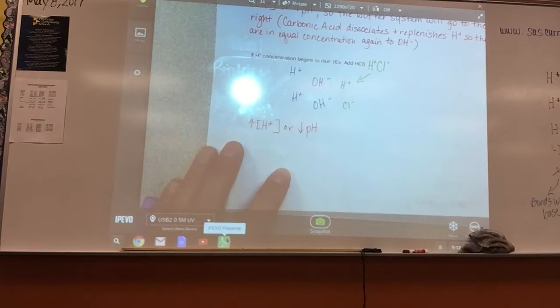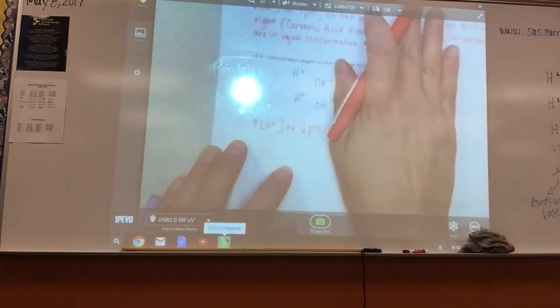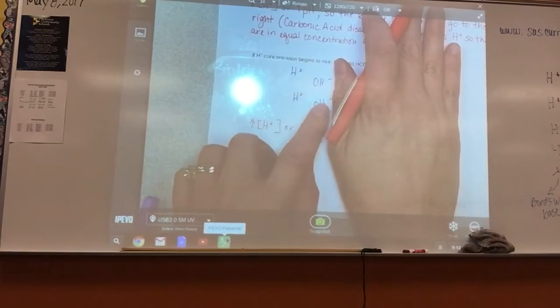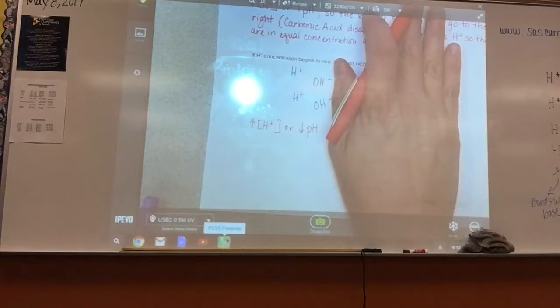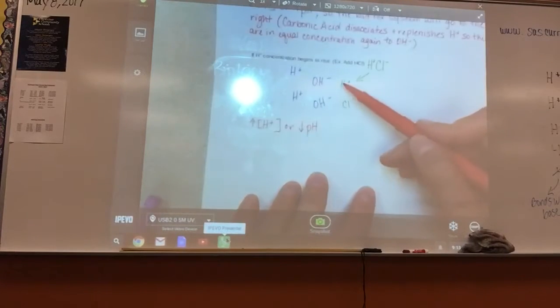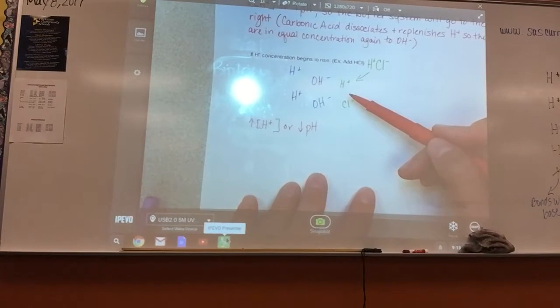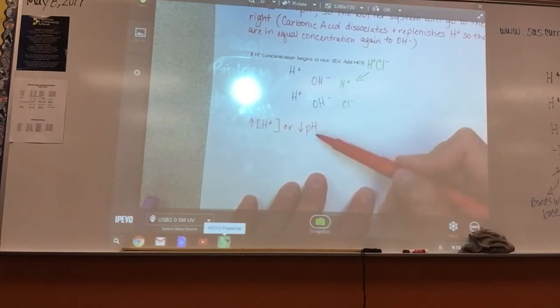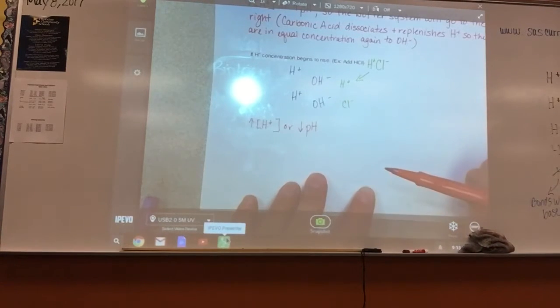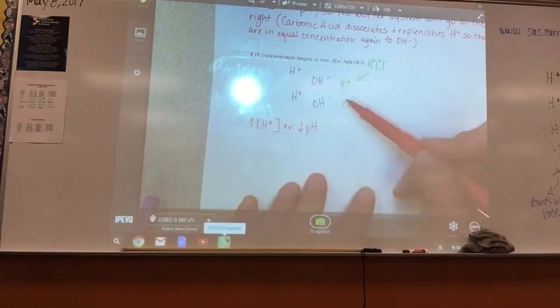Because that's what a buffer does. Wherever we're starting out, in this case with pure water, equal concentrations of H plus and OH negatives, buffers minimize changes in pH. So if the pH started at 7, we're going to minimize changes, and if the hydrogen ion concentration goes above or below equal, then we're going to make it go back to being equal. And so therefore we want the H plus ion concentration to decrease. So how in the world will we do that to make the H plus ion concentration decrease or go back to normal?